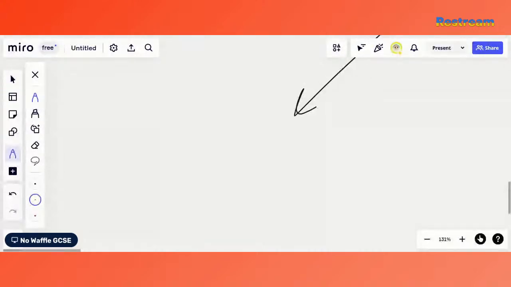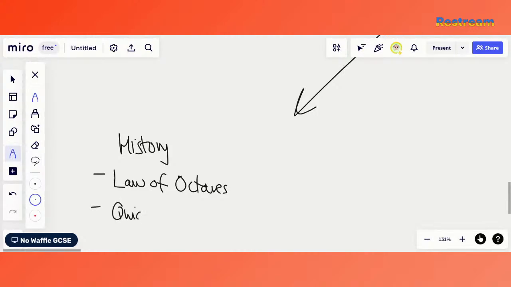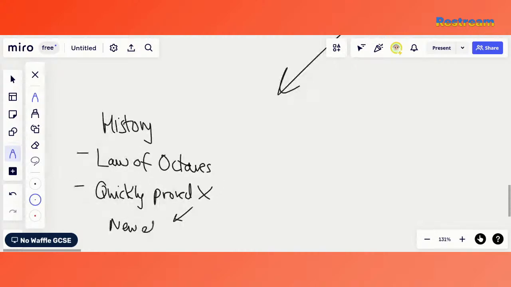So the periodic table is arranged very specifically. In terms of the history of the periodic table, originally we see the law of octaves. And the law of octaves suggested that elements were arranged in groups of 8, those with similar properties. However, this was quickly proved wrong. And the reason why it was quickly proved wrong was the fact that when new elements came, they did not fit the patterns. So therefore, his theory failed.